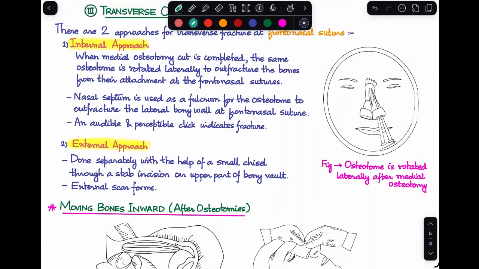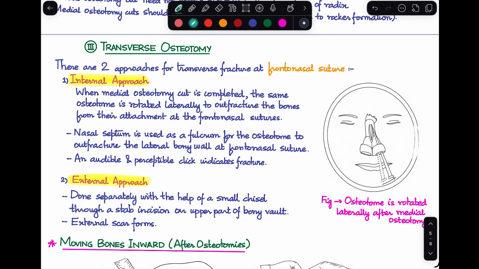Lastly, we have transverse osteotomy. Here also we have two approaches, internal and external. With the help of transverse osteotomy, what we are essentially doing is creating a transverse fracture at the frontonasal suture. So let's first talk about the internal approach. Right after you have finished the medial osteotomy cut, the osteotome is already inserted inside, right? And you kept going up as you did.